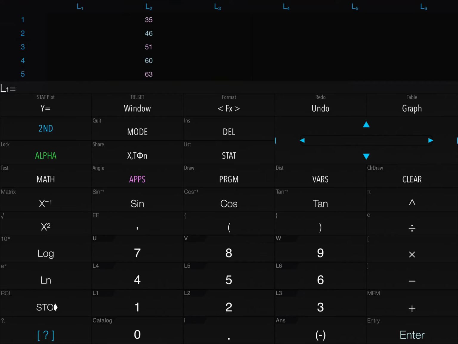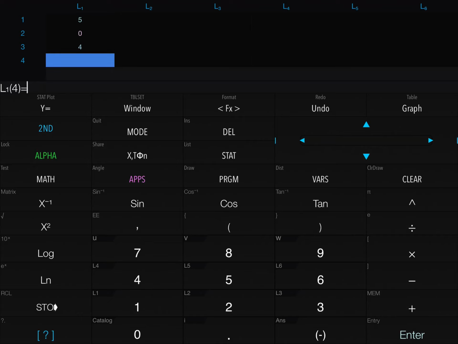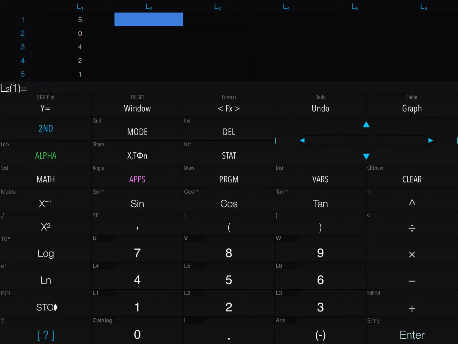So the step-by-step is to go stat, and then over to edit. To clear them out, you highlight over L1 and L2, hit clear enter, and type in those numbers. Don't change the order of them, just type them in exactly how you see them. I know these are bigger numbers, so be very careful typing them in.